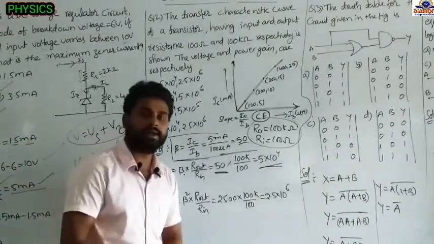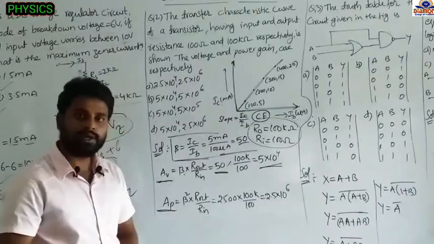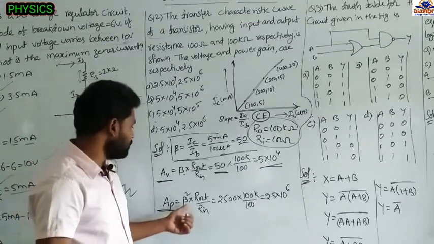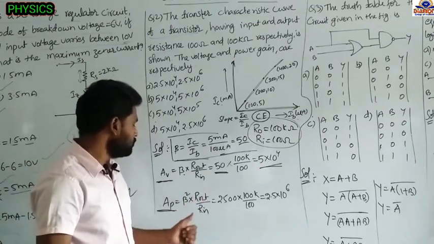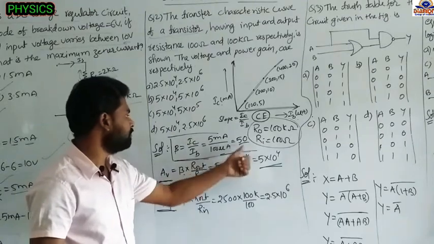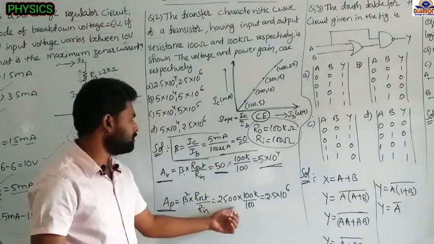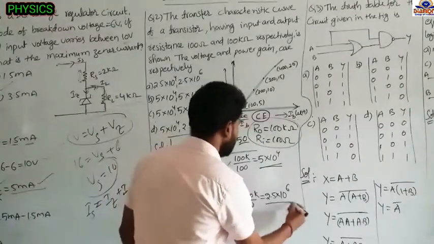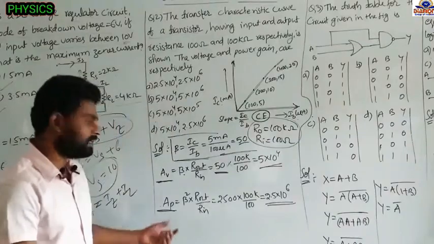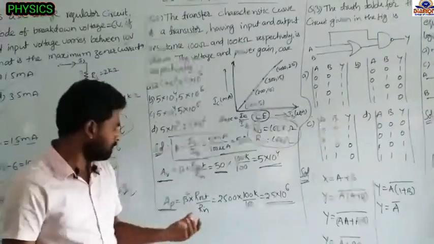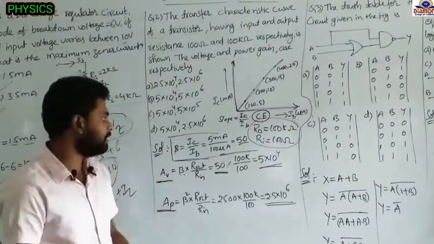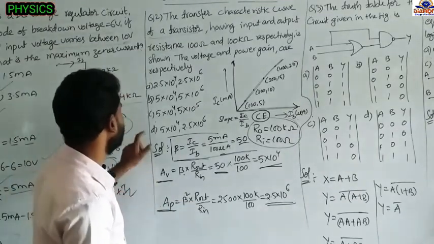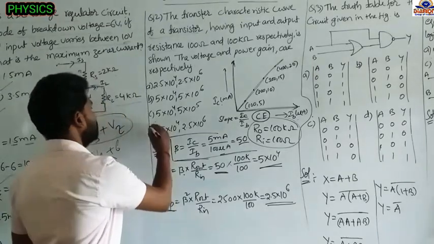Now we have to find the power gain. Power gain is I square R, that is, current gain square into resistance gain, where resistance gain is R out by R in. Beta is 50, so 50 square is 2500, into R out 100k, divided by R in 100. We get 2.5 into 10 power 6. Otherwise, power gain equals voltage gain into current gain, and from that also we will get the answer. So the answer is voltage gain 5 into 10 power 4 and power gain 2.5 into 10 power 6. D is the right option.